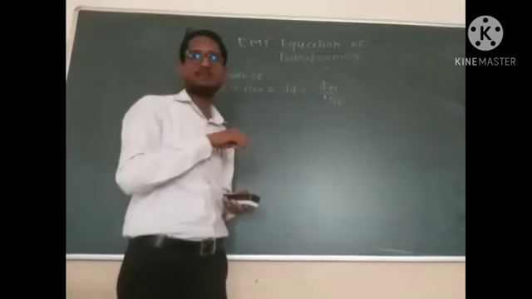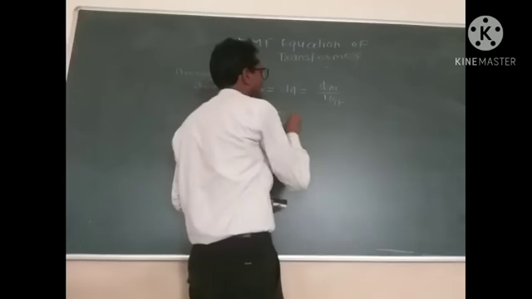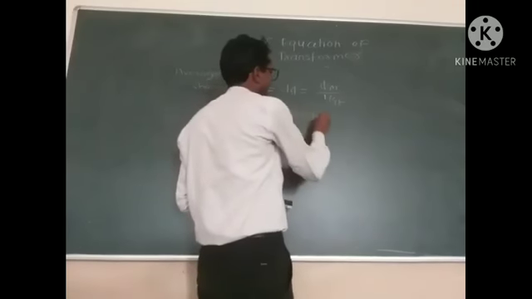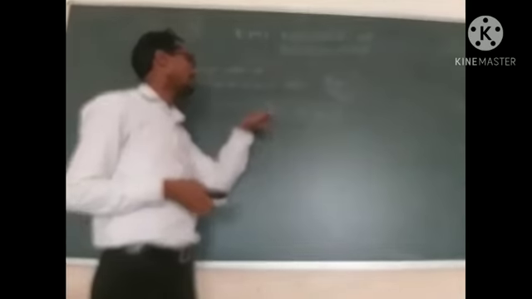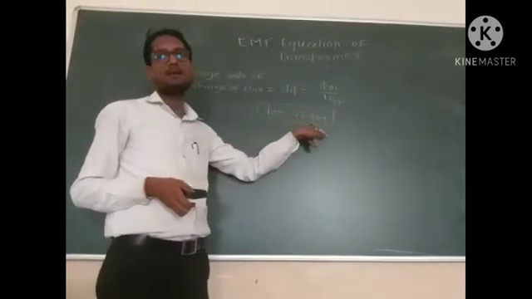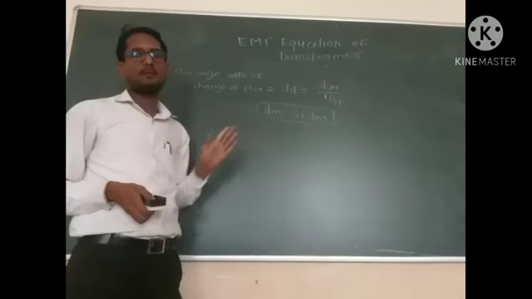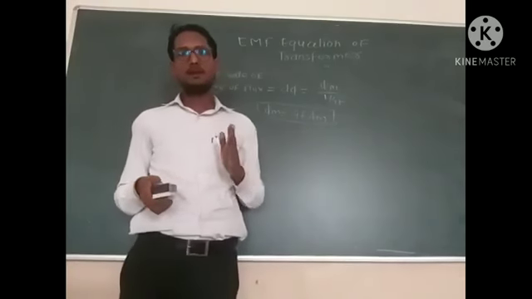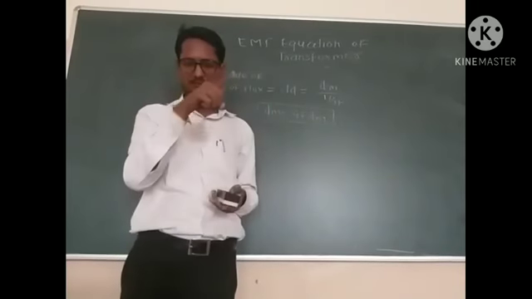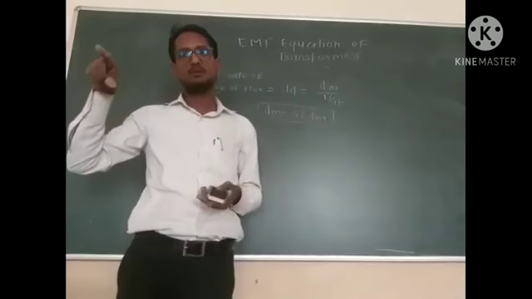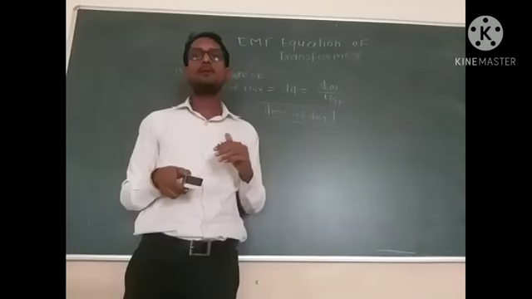If we rearrange this term, we will get 4f φm. This is the average rate of change of flux. If the flux varies, we know that the flux waveform is like a sinusoidal waveform. Then, what is the value of the average induced EMF?